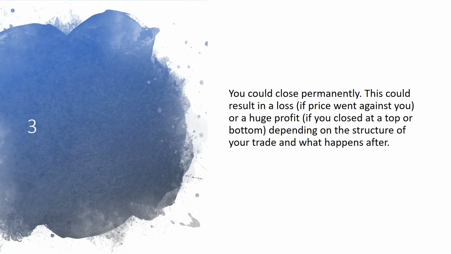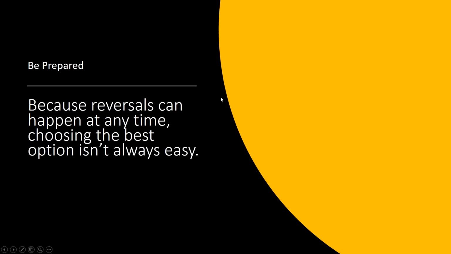Now, like I said, if the market has been moving in your favor and that uptrend is continuing, you've made profit, you can use trailing stop losses. You can use different stop loss exit points. You can do lots of things to limit your risk. But be prepared, because a reversal can happen anytime. Choosing the best option isn't always easy, and sometimes, if you're not prepared, just those few minutes while you're deciding what to do, or you're away from your computer, can turn into a nightmare.